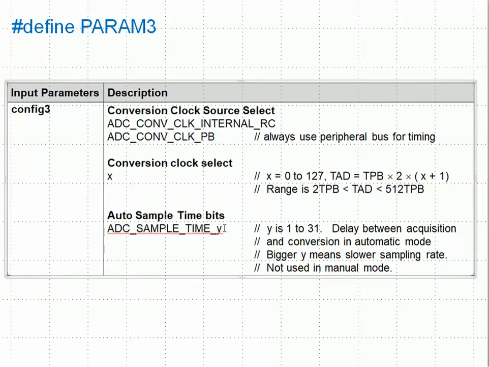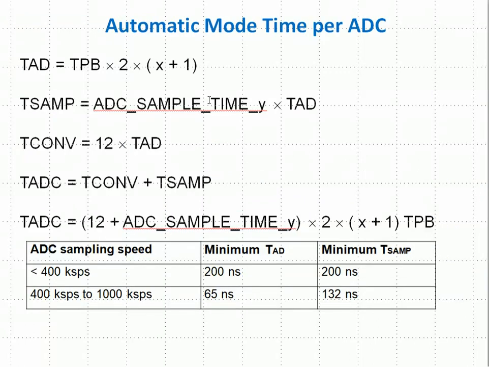The sample time Y is the delay between sampling and the automatic conversion, so the sampling time. T sample is that value times TAD. So this is the timing setup. This tells you how long you're going to sample for. Conversion, the high-low game, always takes 12 TAD. And the total time for ADC is T-conv, conversion, plus T-sample time, which will give you this.